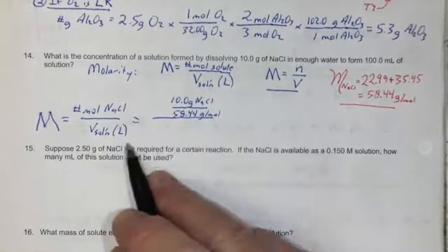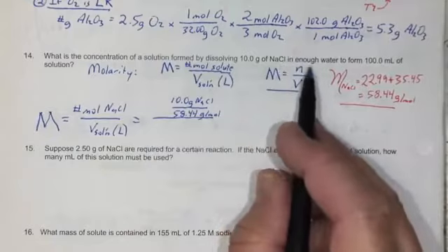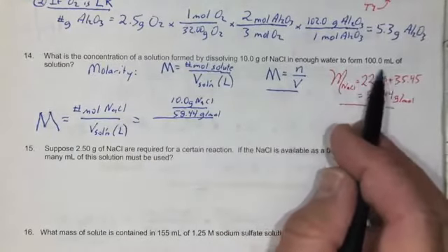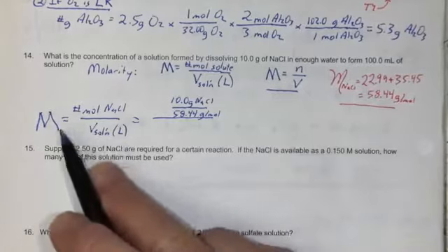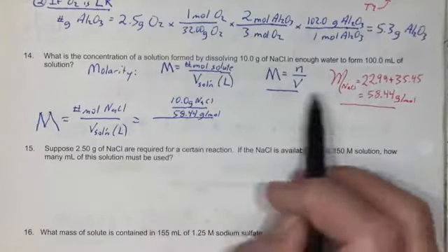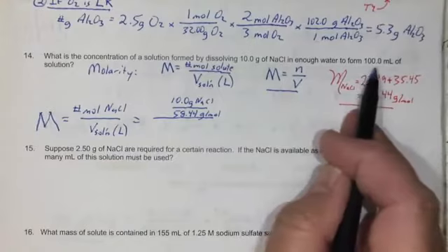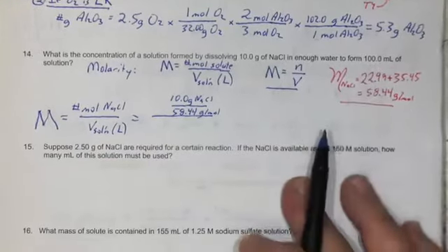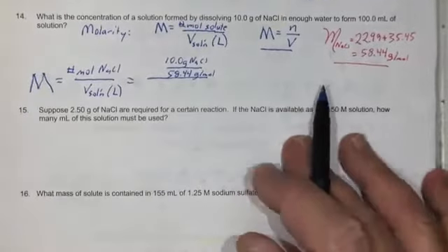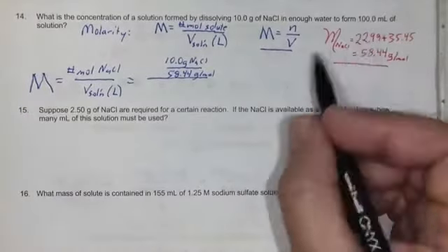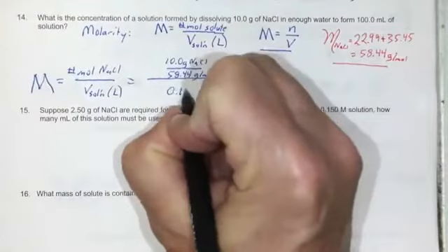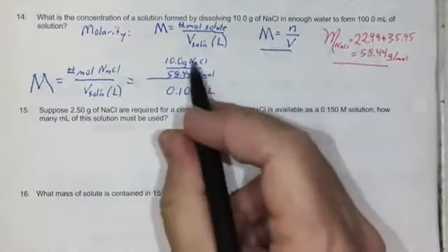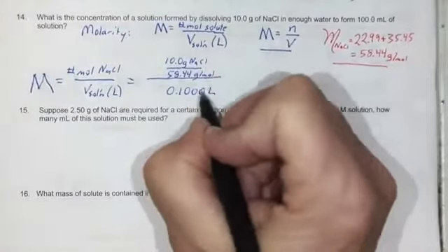What is the volume of the solution? Well, you dissolve this much sodium chloride in enough water to form 100 milliliters of solution. Now I've got to express it in liters. Molarity is moles per liter. So how do you convert this to liters? Be sure that you can easily go from milliliters to liters and liters back to milliliters. And in order to do that, you just move the decimal place 3 places to the left. So it's 0.1000 liters. Okay? So in my numerator I have moles, in the denominator I have liters.